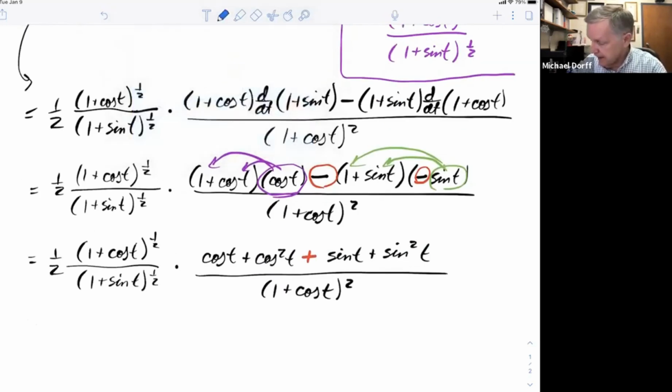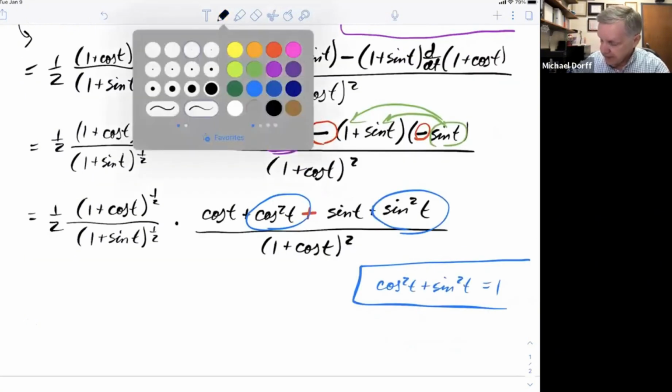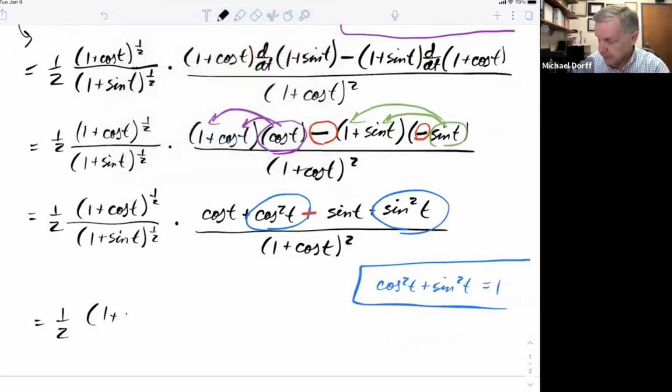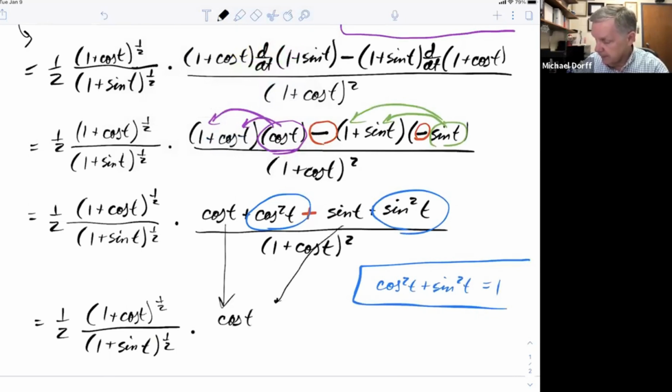Now recall, what is cosine squared t plus sine squared t? Cosine squared t plus sine squared t is 1. That's one of our trig identities, so we're going to use that here. And we have (1 plus cosine t) to the 1/2 over (1 plus sine t) to the 1/2. And then I have cosine t, which I'm bringing down from here, plus sine t, plus 1. That comes from this fact here. That's where that 1 comes from. And that's all divided by (1 plus cosine t), everything squared.